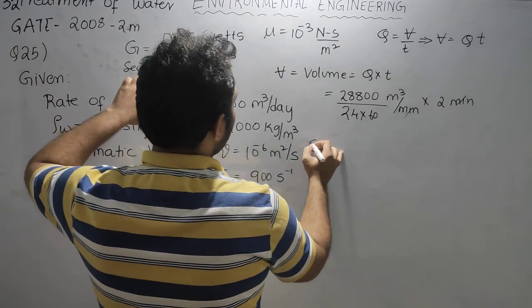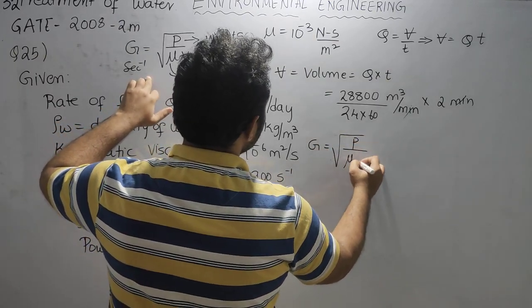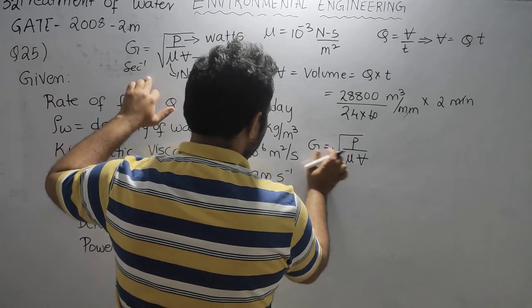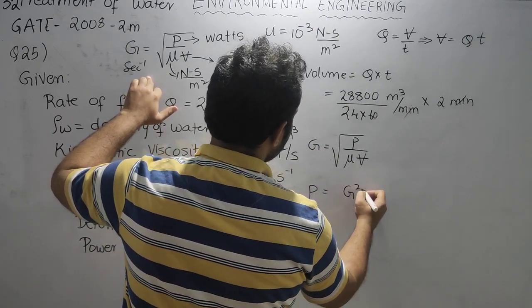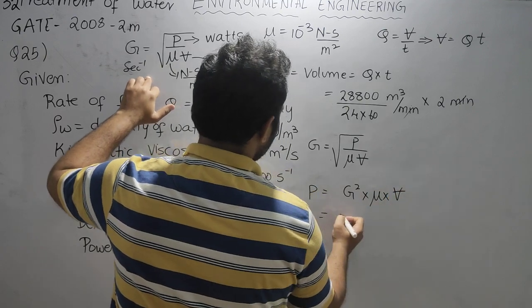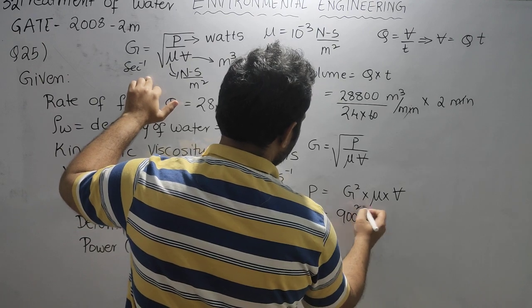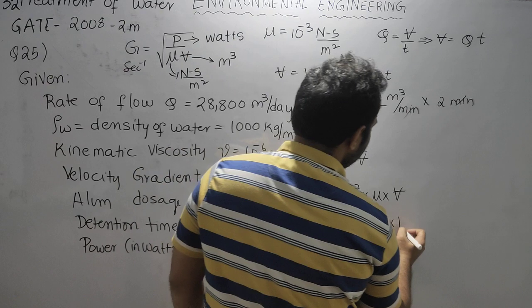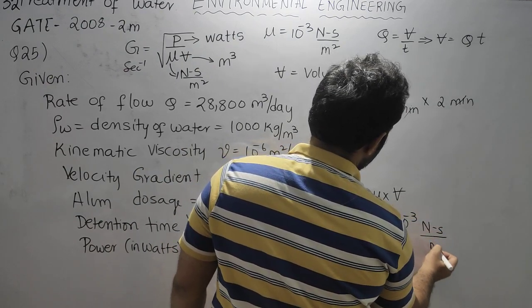So G is equal to square root of P by mu into V. So P is equal to G square into mu into volume. G square is how much? 900 second inverse square. Mu, what is the value of mu? 10 to the power of minus 3 Newton second per meter square.